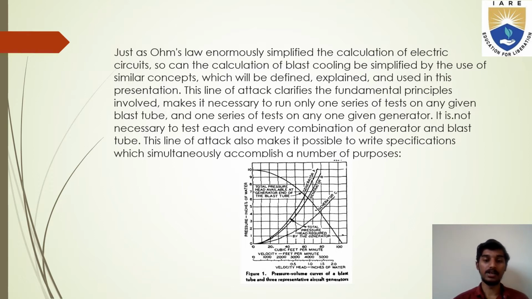And here we have a graphical representation of pressure volume curves of a blast tube and three representative aircraft generators. As follows, you can see aircraft A, B, and C.